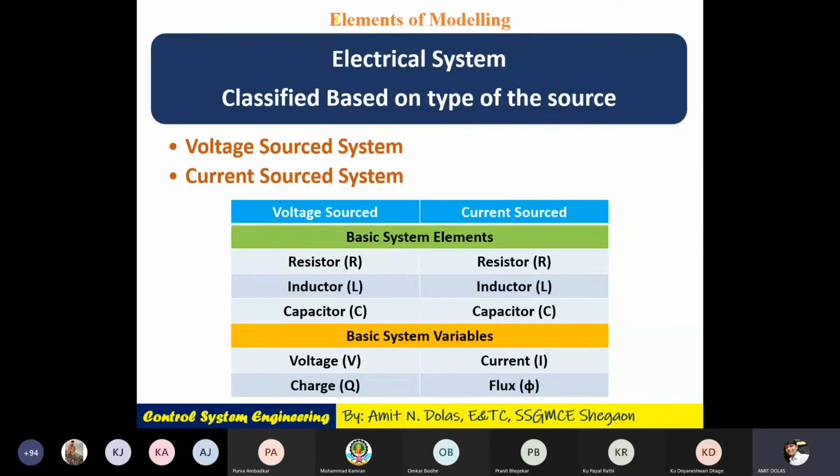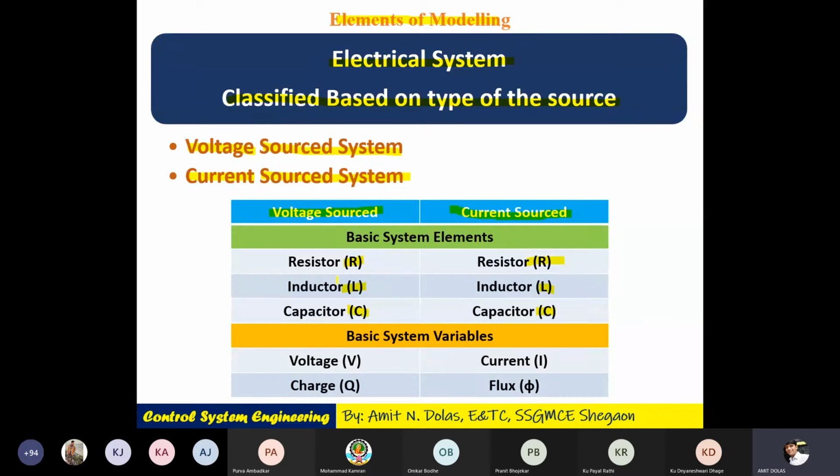Okay, so same PPT, elements of modeling. We have electrical systems classified based on the type of the source. Of course, I have an electrical system, but how are those classified? Of course, the basic elements are the same. We talked about R, L, C, so here also R, L, C are the basic elements. But the source may be voltage or it may be current. So those are classified into voltage source systems and current source systems. Let's have a comparison table.